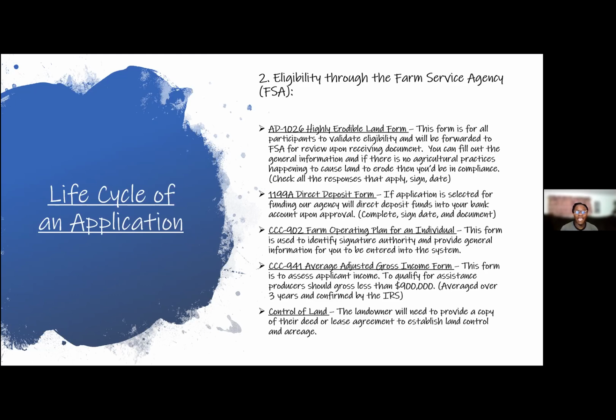So first being the AD 1026 highly erodible land form. This form stemmed from the Dust Bowl from the 30s. Essentially, it's determining if your property is highly erodible or not. And if it is, the premise of the form is to say that you will not be implementing any practices or any types of dealings on your property that would encourage erosion.